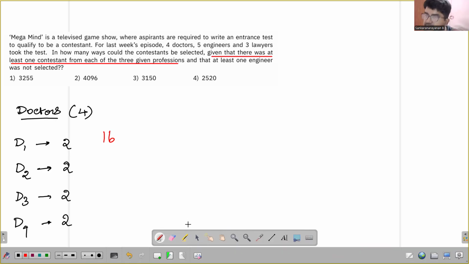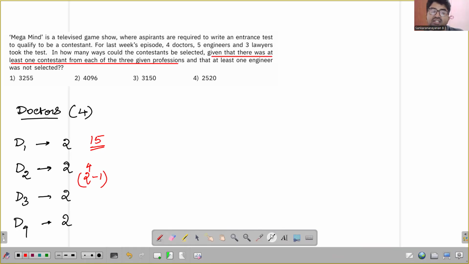But that cannot be considered because in the question it is given there was at least one contestant from each of the 3 given professions. So that scenario 0, 0, 0, 0 is actually not possible. So when you are considering the total number of ways that we can deal with these 4 doctors, I can say it is equal to 15. It is basically 2 power 4 minus 1.